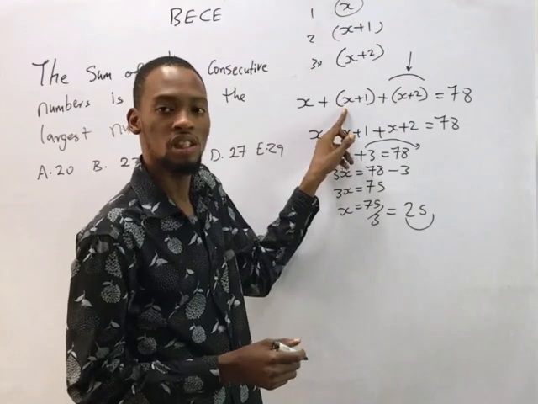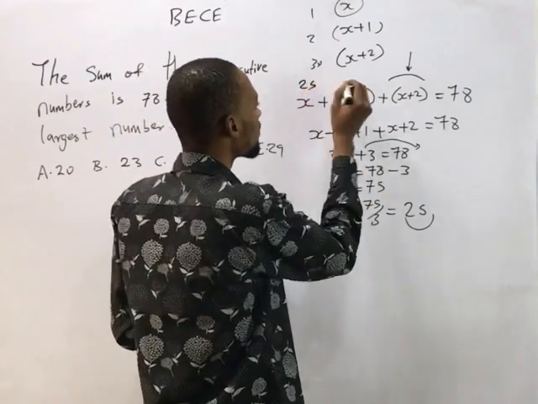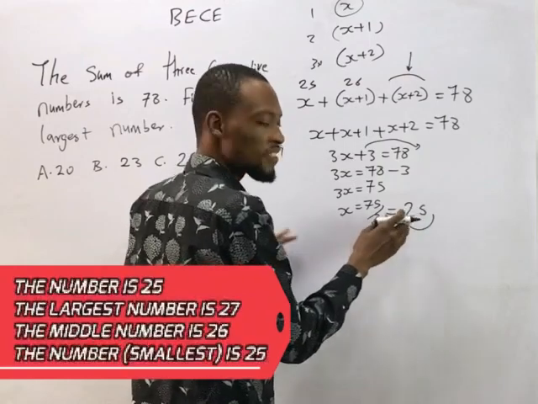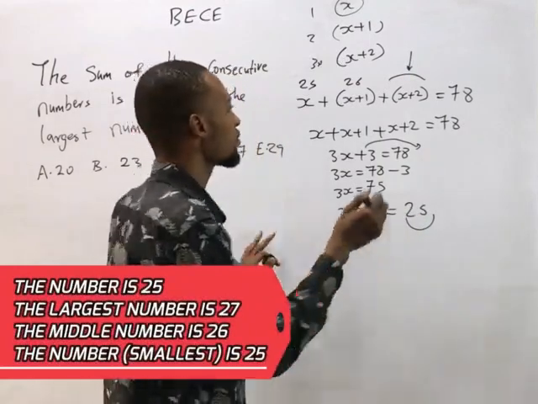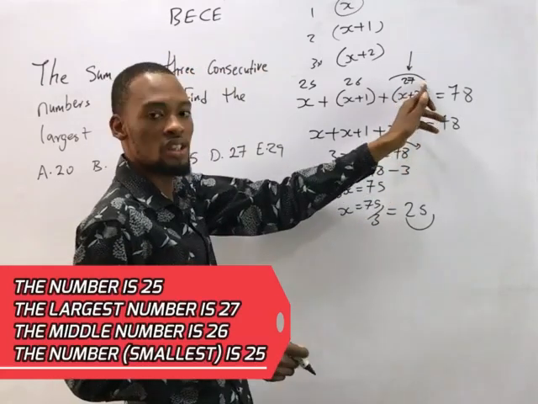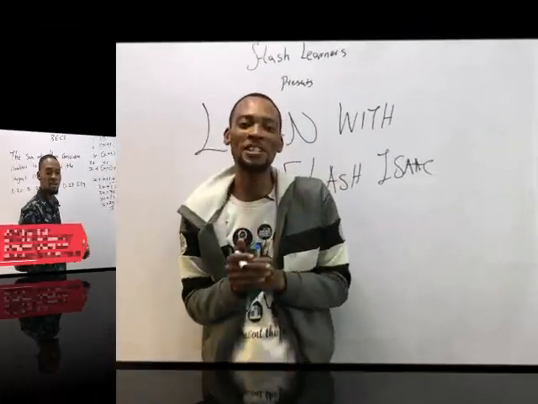S plus 1 will be what? 26. So if this is 25, here will be 26, right? Then S plus 2 will be what? 25 plus 2 to give you 27. So here will be 27. So like I said, the largest number is what? 27.